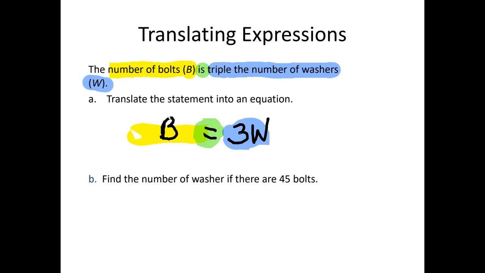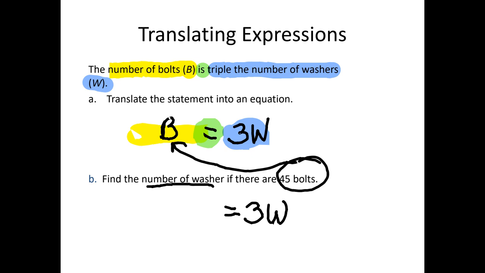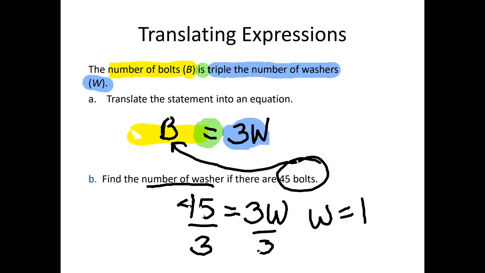Each part translates. Now notice I have 2 letters. One of those letters is going to be replaced by a number. Well, find the number of washers. Well, that means the W behind the 3 is staying. The bolts are 45. Divide by 3. W is equal to 15 washers. This is my answer.